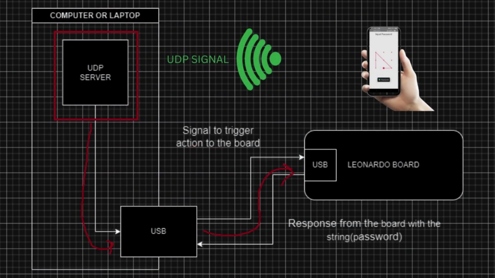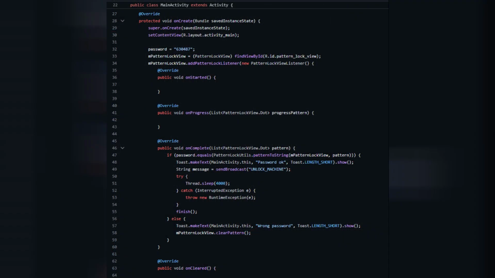One thing more. Once the broadcast signal is sent, the Node.js server will be in charge of interacting with the Leonardo board. And finally, send the password to our machine to let us in. We will set to sleep the application for 4 seconds to show the message password OK, and finally call the inherit finish method to close the activity and show the application.